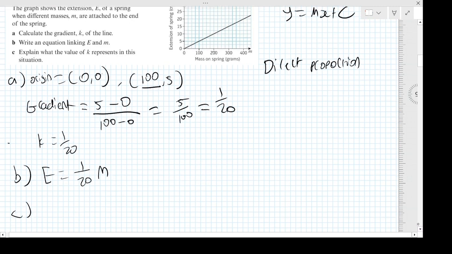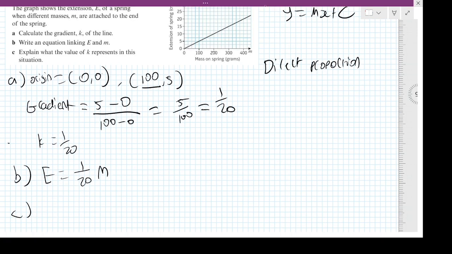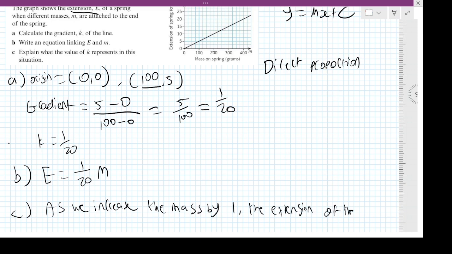So the gradient is, as I discussed, as x goes up by 1, well, as m goes up by 1. So as we increase m by 1, but what's m? Let's use what it tells us. It's mass. So as we increase the mass by 1, the extension of the spring, which is E, increases by our gradient, which was 1 over 20. Okay, and that's what that means.